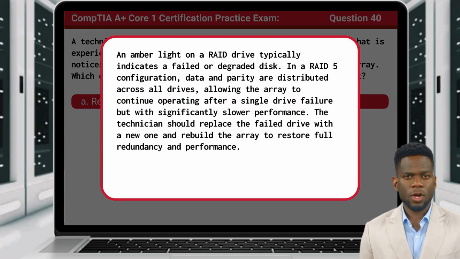An amber light on a RAID drive typically indicates a failed or degraded disk. In a RAID 5 configuration, data and parity are distributed across all drives, allowing the array to continue operating after a single drive failure, but with significantly slower performance. The technician should replace the failed drive with a new one and rebuild the array to restore full redundancy and performance.